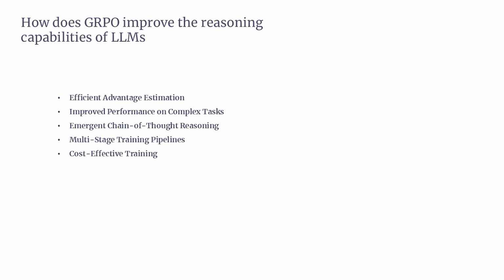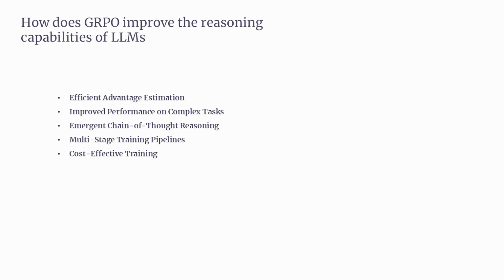The fifth, cost-effective training, reduced computational requirements. One of the biggest benefits of GRPO is that it reduces the computational cost compared to traditional RL methods like PPO. This means you can train large models without needing huge computational resources, making it cost-effective and feasible to train powerful models even on more limited hardware.